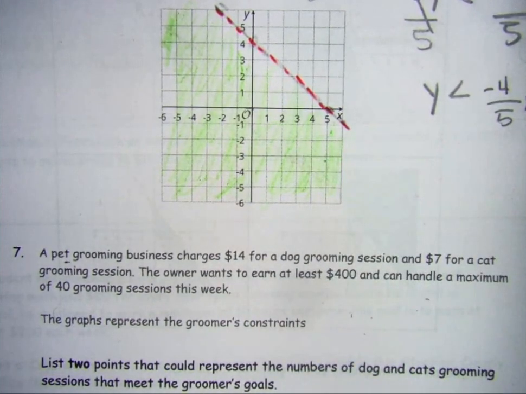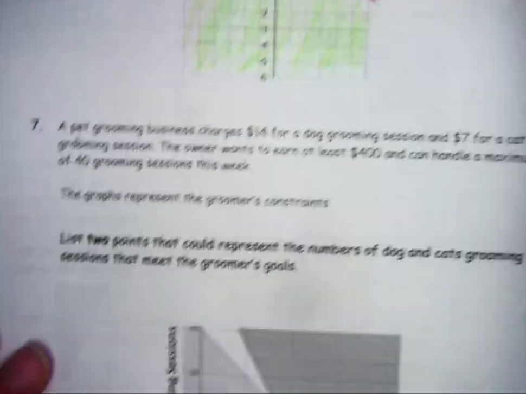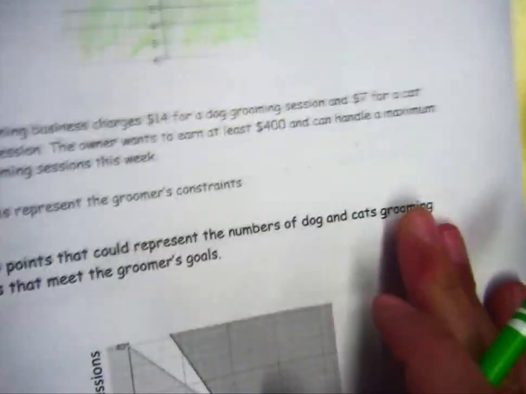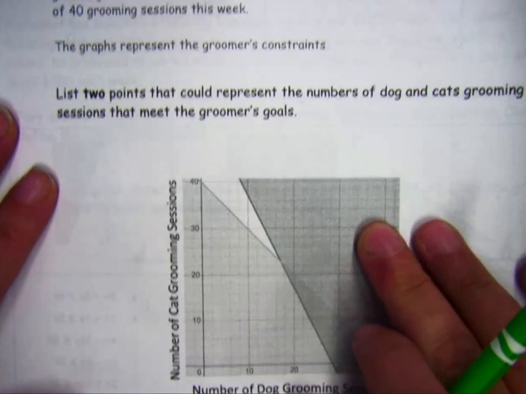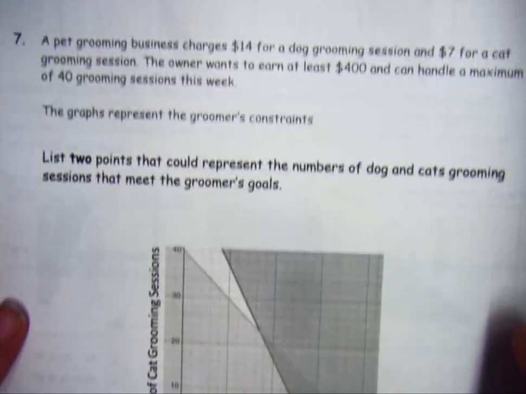Let's take a look at number 7. There's only 9 questions on the review. There's 7 questions on the exam. Okay, so let's start with this.